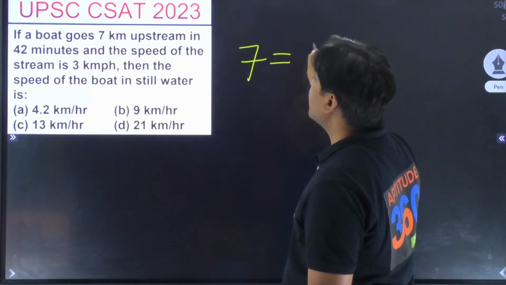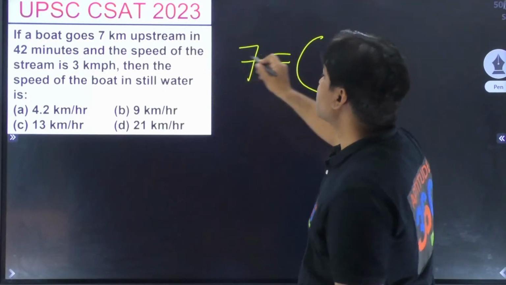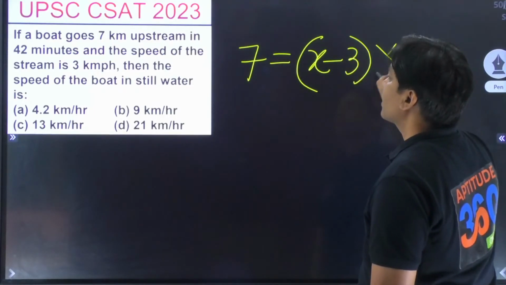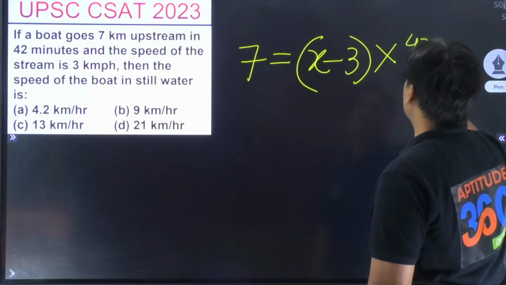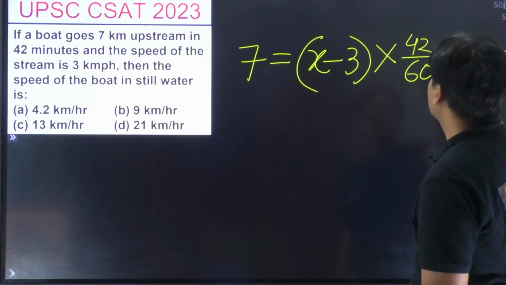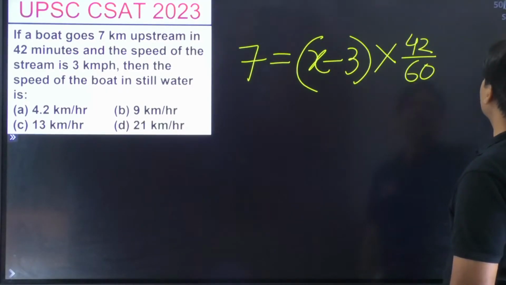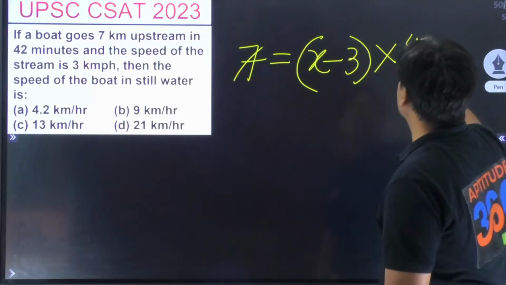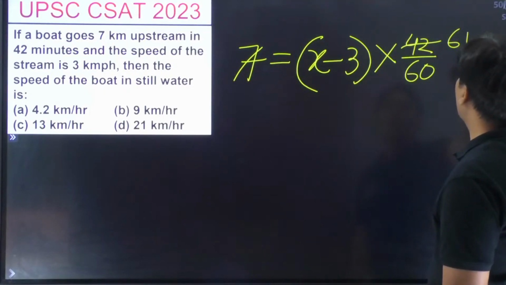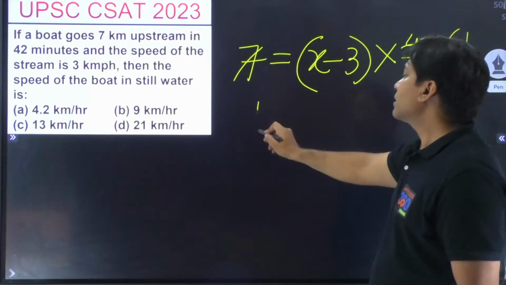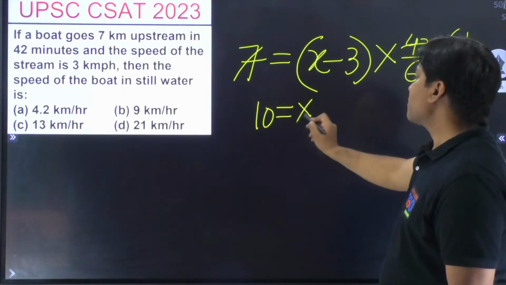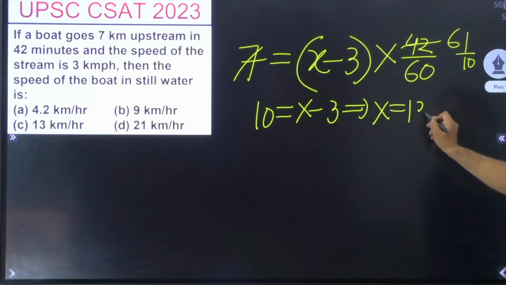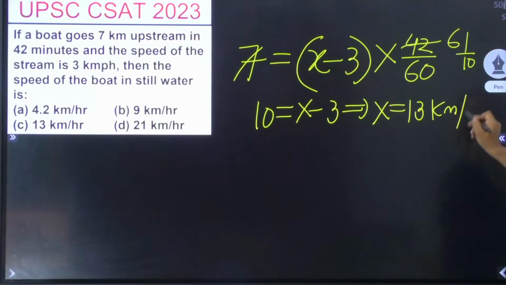Seven upstream, speed of the stream, which is x minus 3, 42/60. So what can we write it down as? This is 7, this is 6, 1/10. So 10 is equal to x minus 3. The value of x from here will come out as 13 kilometers per hour.